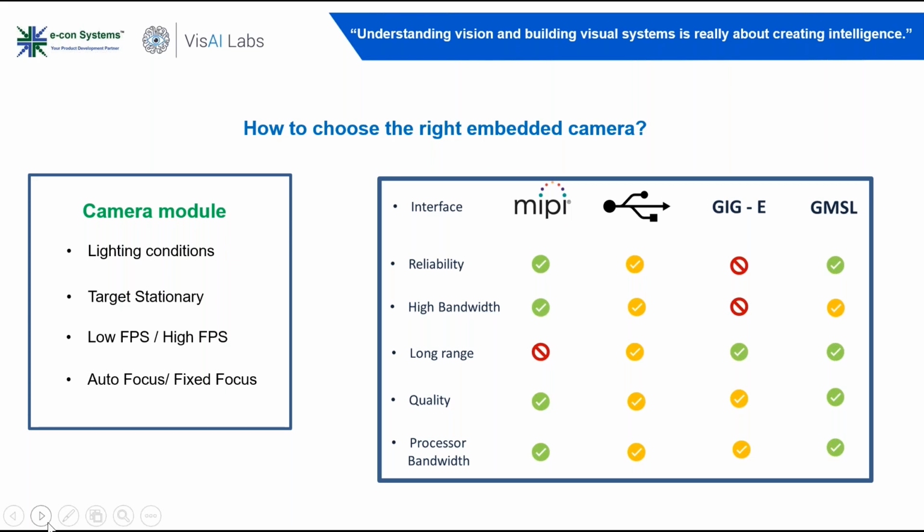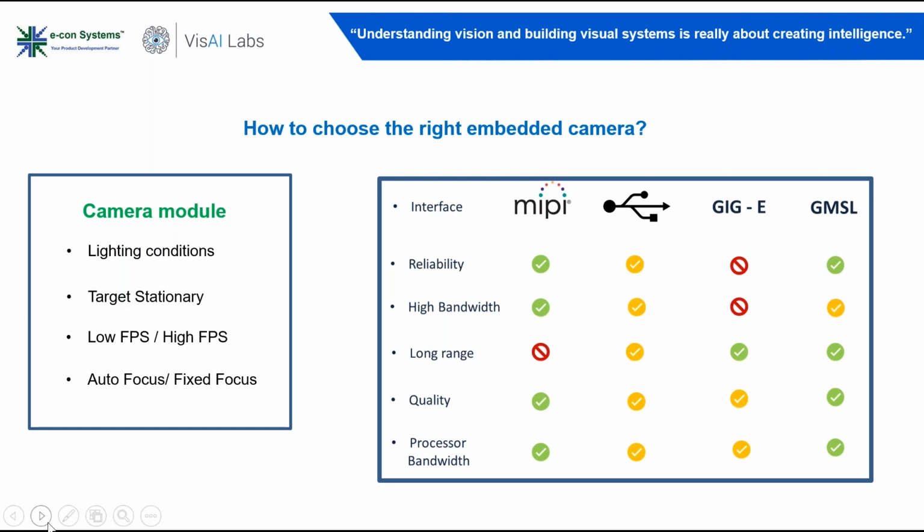Another major thing is the interface for the camera. These are the four major interfaces we usually see with HCI devices: MIPI CSI-2, USB 3.0, GMSL, and GigE. Let's understand the pros and cons of the camera interface before selecting it. MIPI CSI-2, of course, is the most reliable camera interface for HCI. It also supports very high bandwidth, and we can get raw images from it.